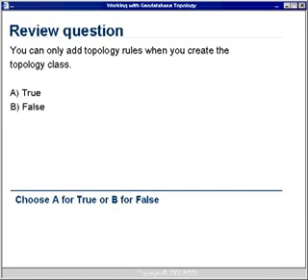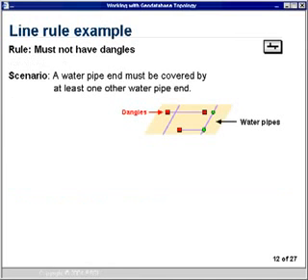It's a true and false question. The question is, you can only add topology rules when you create the topology class. And the two options are true, which would be A, or B, which would be false. You can answer the question by clicking on the review question link on the left side of the interface and choosing the answer that you think is correct. We'll take a look at the results after a couple slides.